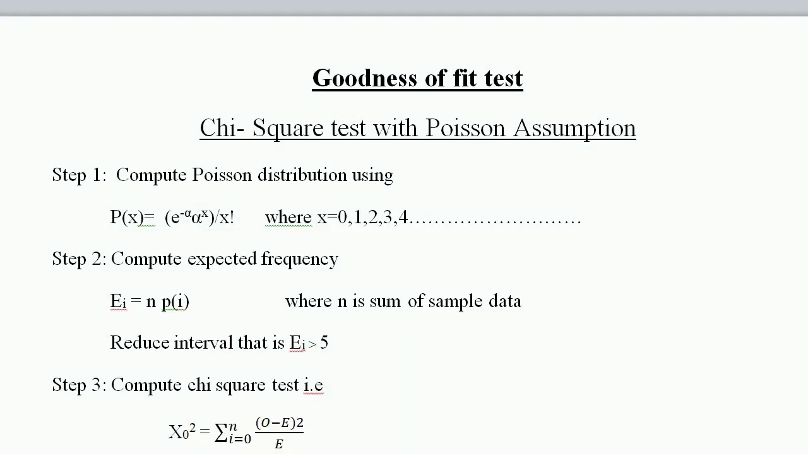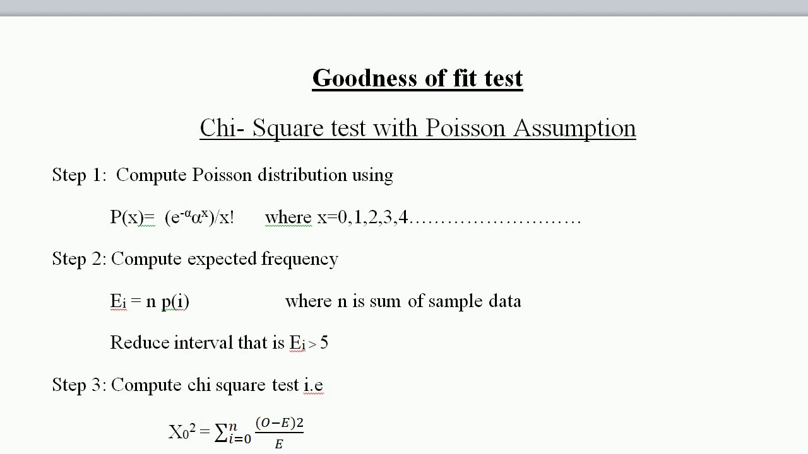Hello everyone, in this video we are going to learn the topic goodness of fit test, and in this we are going to study the chi-square test with a Poisson assumption. So let us see the procedure for the chi-square test with a Poisson assumption, or a Poisson distribution, you can call.